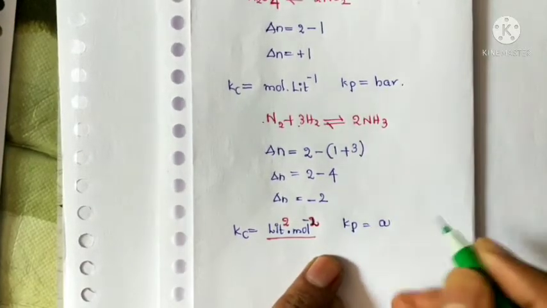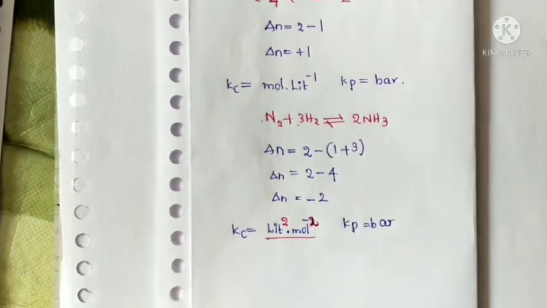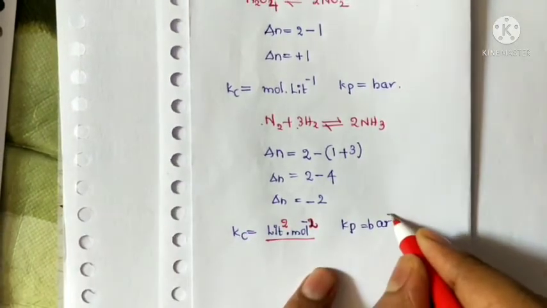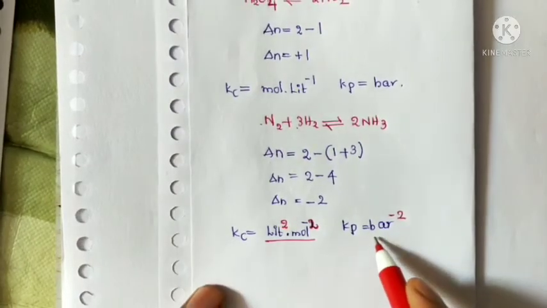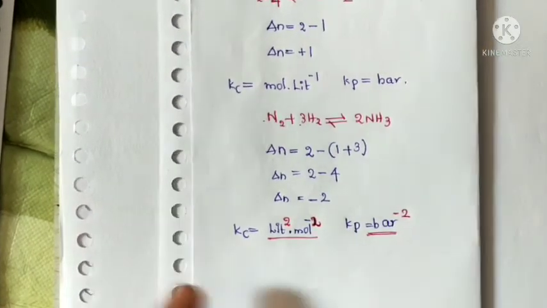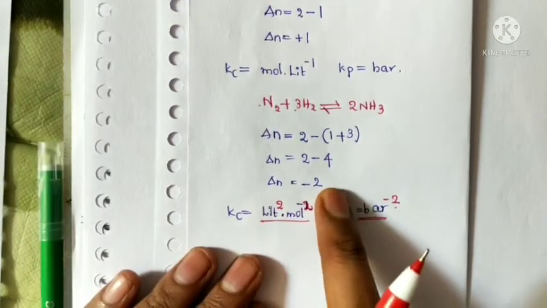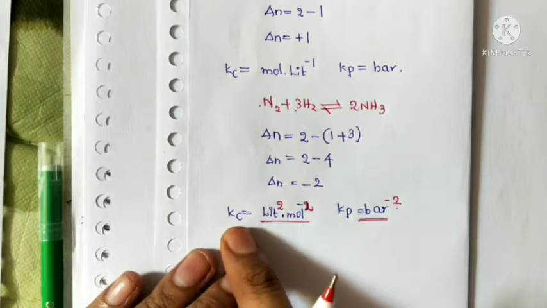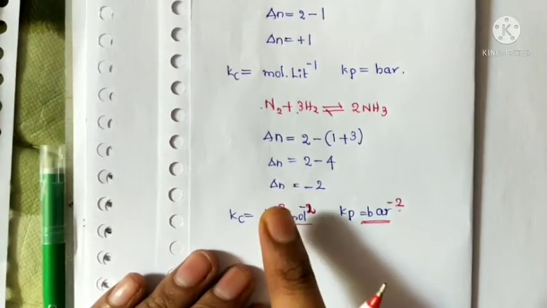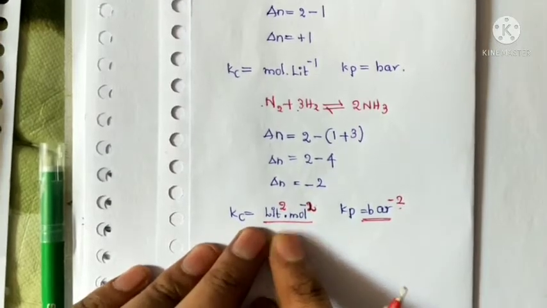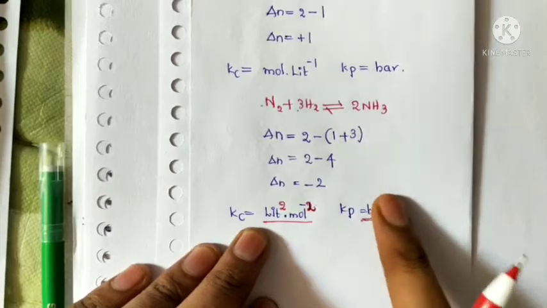are atmosphere or bar to the power minus 2. Okay, this is the Kp units. If delta n is equal to -3, that indicates the equilibrium constant units are liter power 3 or mole power -3 and bar power -3.